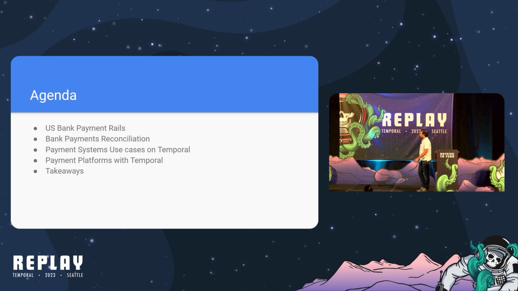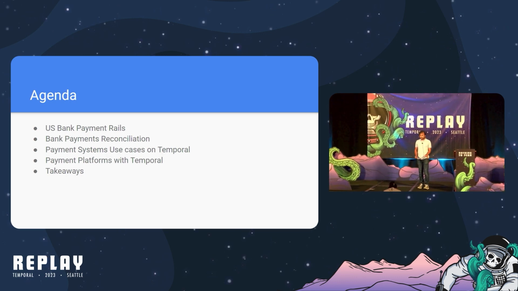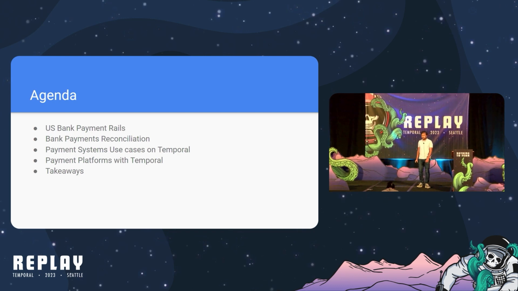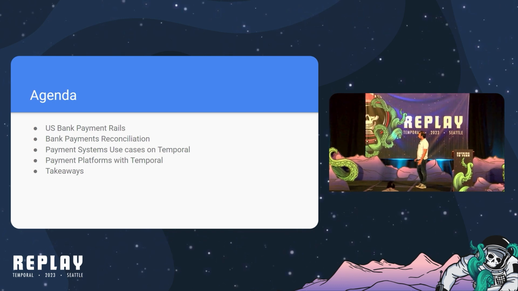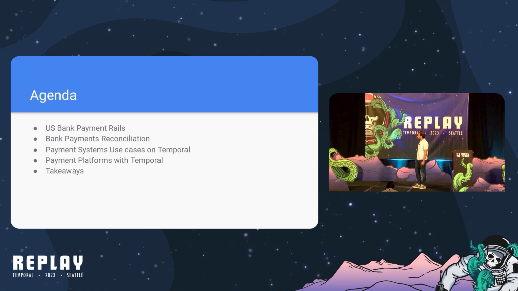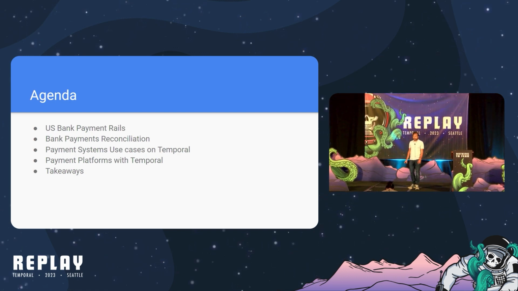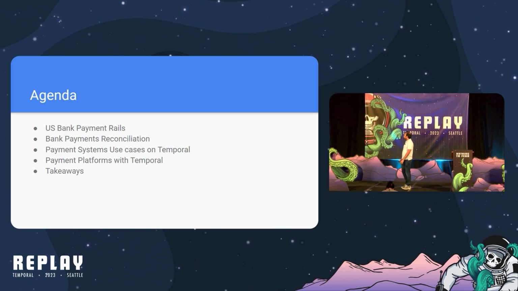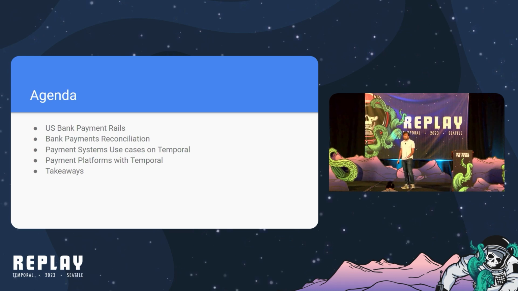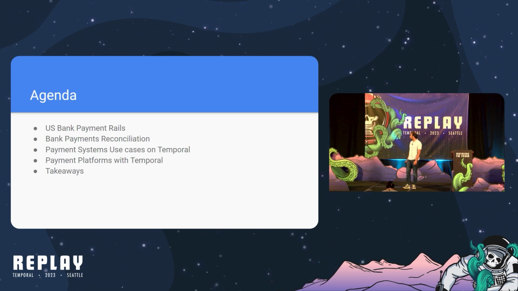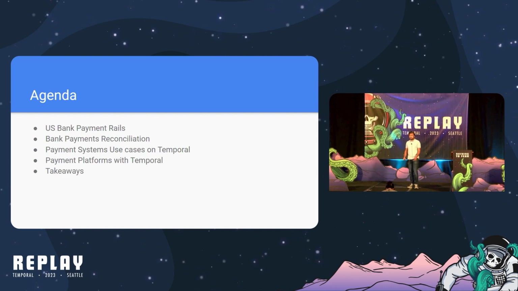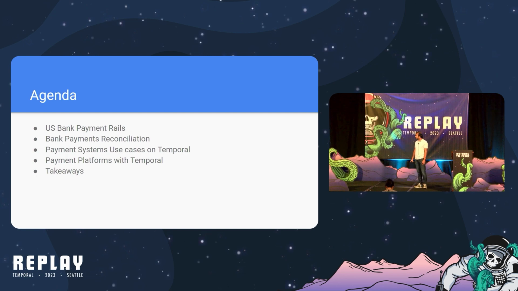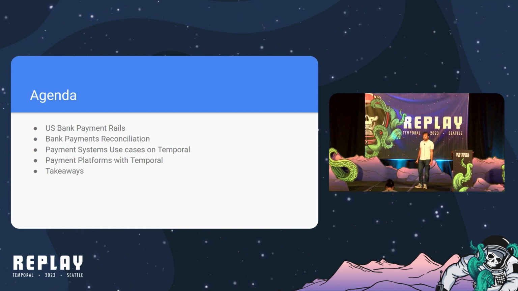Let's go through some quick agenda. First, we'll talk about some of the US bank payment rails like ACH, wires, and probably the new ones like FedNow. And we'll go through what is reconciliation for bank payments. What do you mean to reconcile transactions and settlements? And some real world use cases with ACH and wires around payment systems on Temporal. We're not going to talk about building systems, but we're going to talk about building platforms. So new use cases or new workflows or new payment rails coming in should be able to leverage those platforms. And obviously some takeaways that you'll go away with.